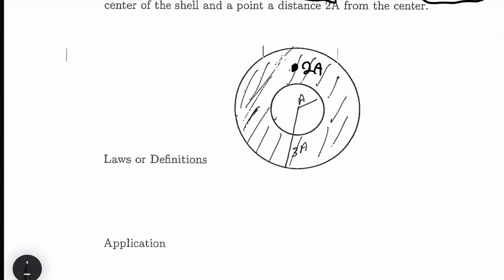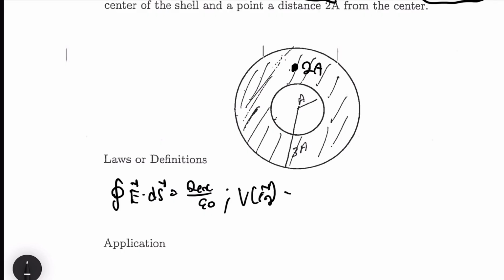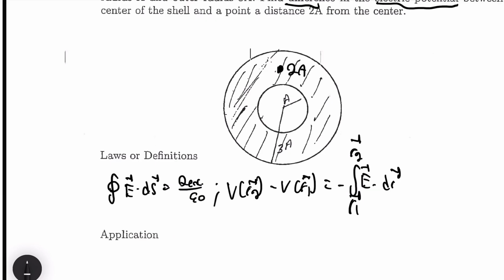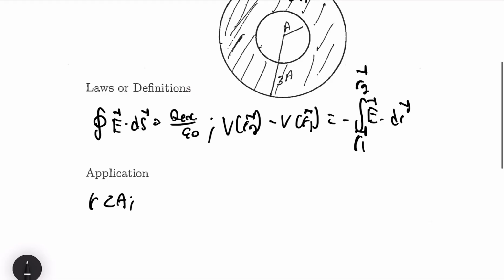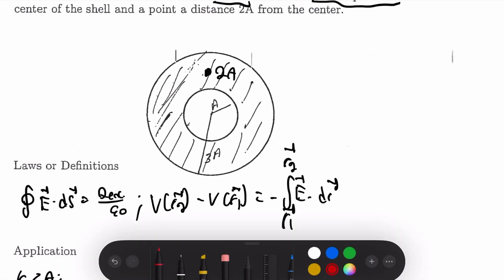So this is going to involve Gauss's law to find the electric field. So the flux of E dot ds is equal to Q enclosed over epsilon naught, and the difference in electric potential, which is V of R2 minus V of R1, is equal to the negative integral from R1 to R2 of E dot dr. And that should be every rule we need for this. So I'm going to start where R is less than A. So my Gaussian surface will be in here currently.